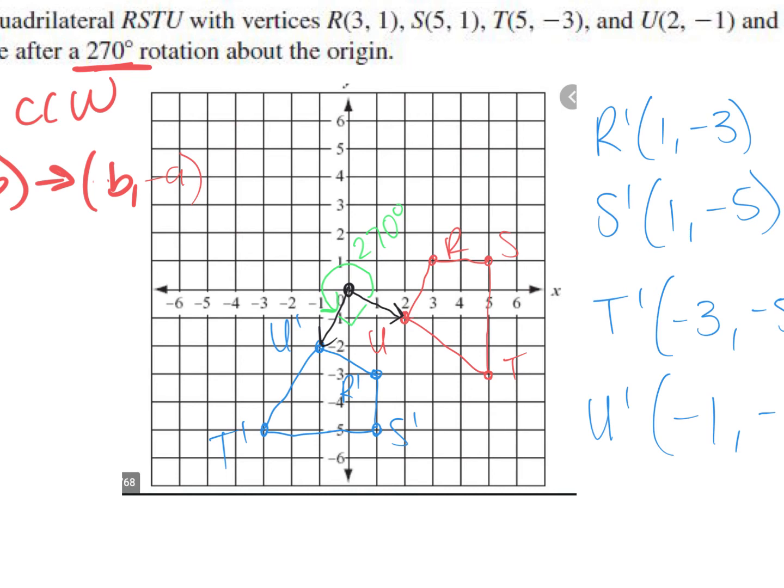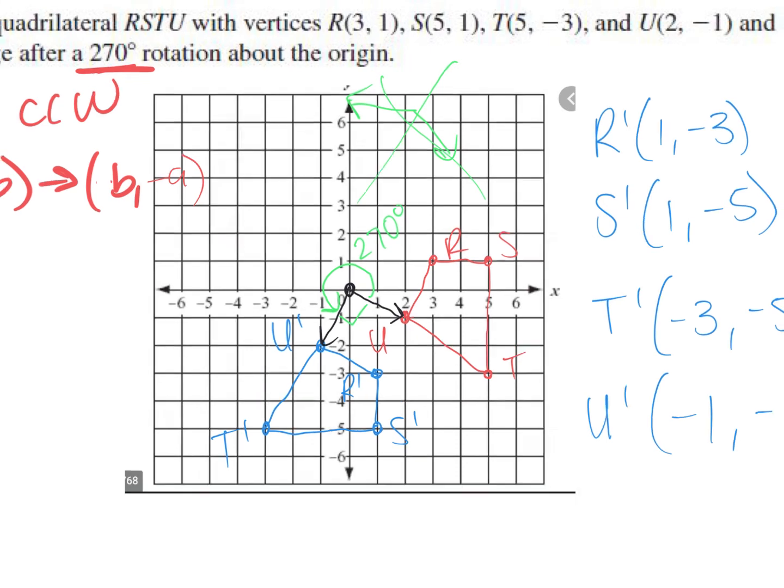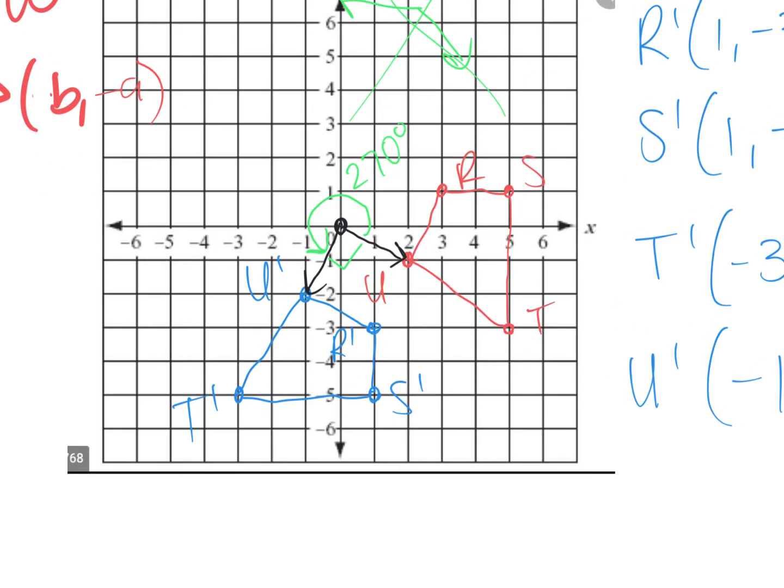If you got an angle that's like this, let's make it really dramatic, if you got an angle that looks like this, does that angle look to be 90 degrees? You messed up, okay? You have to go back and do it until you get this sort of an angle where this looks like it's 90 degrees.